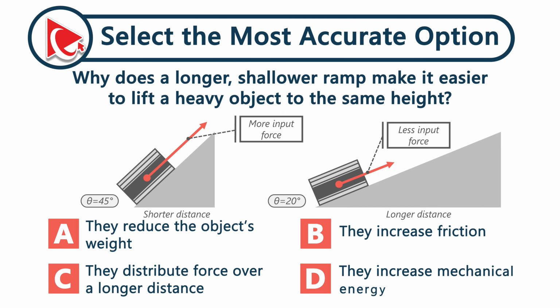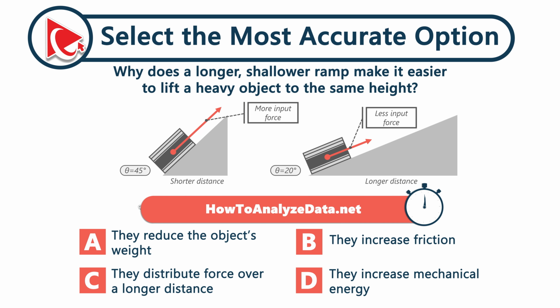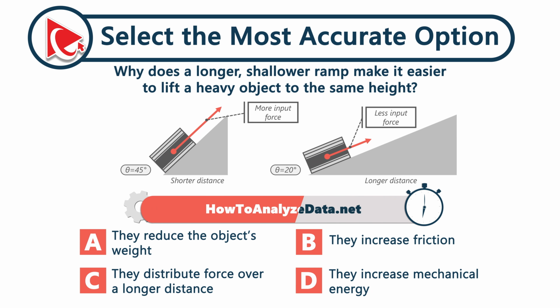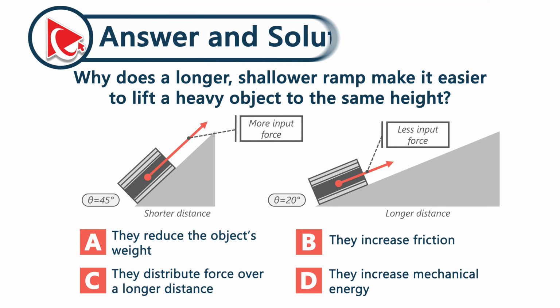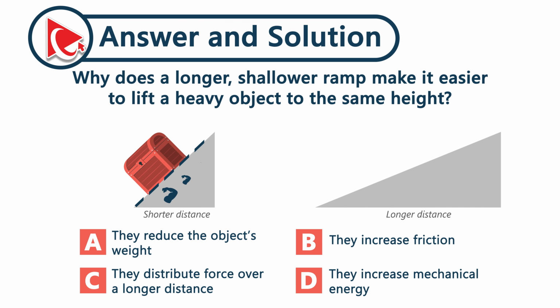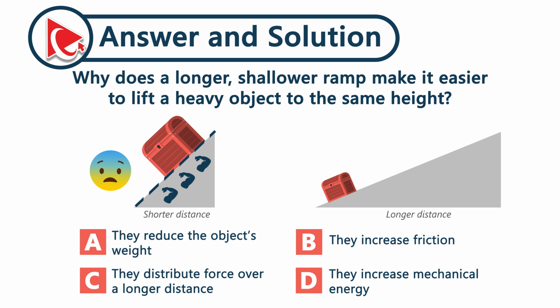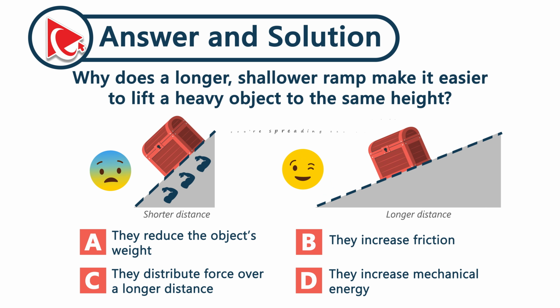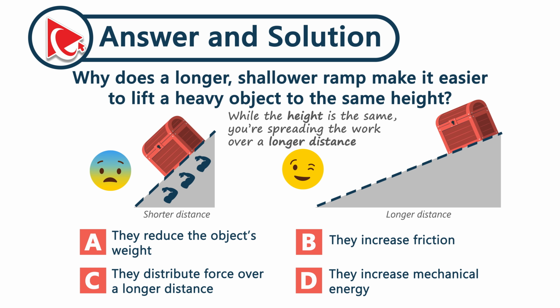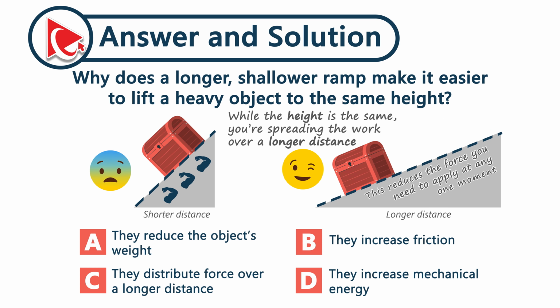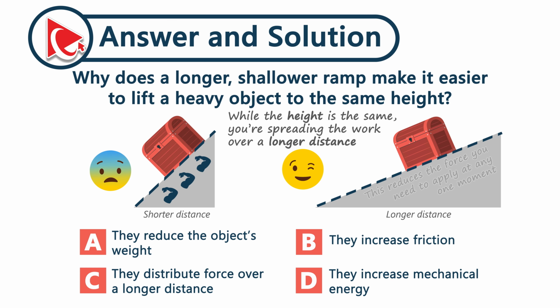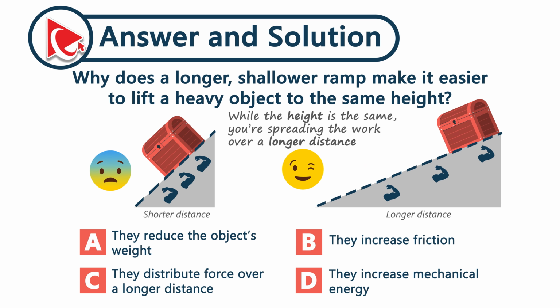Why does a longer, shallower ramp make it easier to lift a heavy object to the same height? Here's the riddle of physics in everyday life. Push a box up a steel ramp and it feels like a workout. But stretch that ramp out, make it longer and shallower, and suddenly it's easier. Why? Because while the height is the same, you're spreading the work over a long distance. This reduces the force you need to apply at any moment. The total work doesn't change, but the ramp gives you mechanical leverage. The correct answer here is choice C.